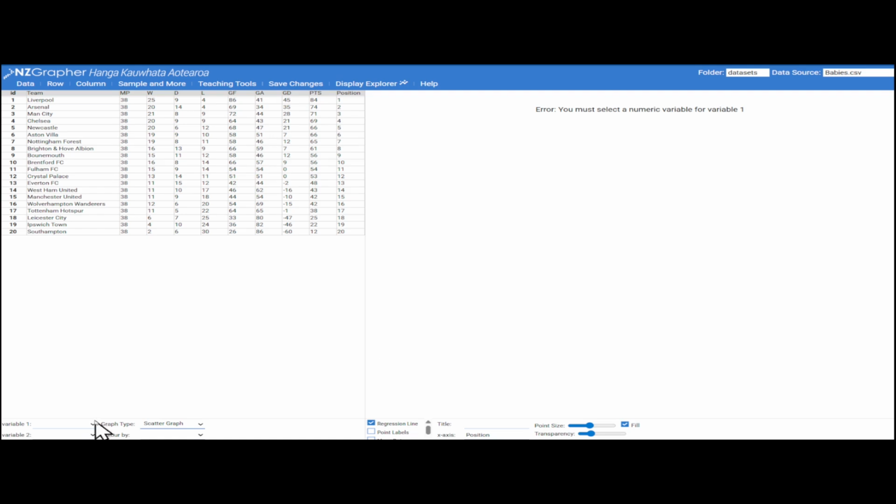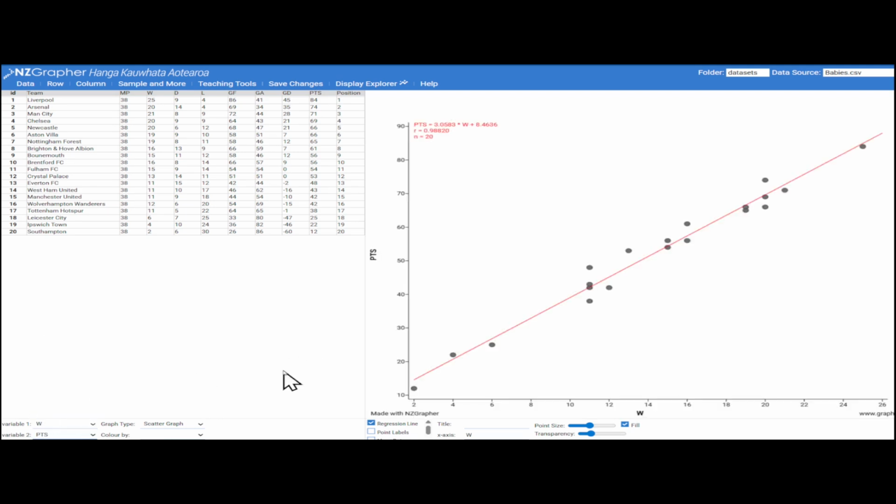There must be another numerical value. There must be 2 numerical values, and I'm going to say the wins along the x-axis and the number of points on the y-axis. And what we see here is the scatter graph, and it's automatically given me a line of best fit. So this is a line that goes between the points here that explain the data. And up here it gives me a sort of a brief summary.